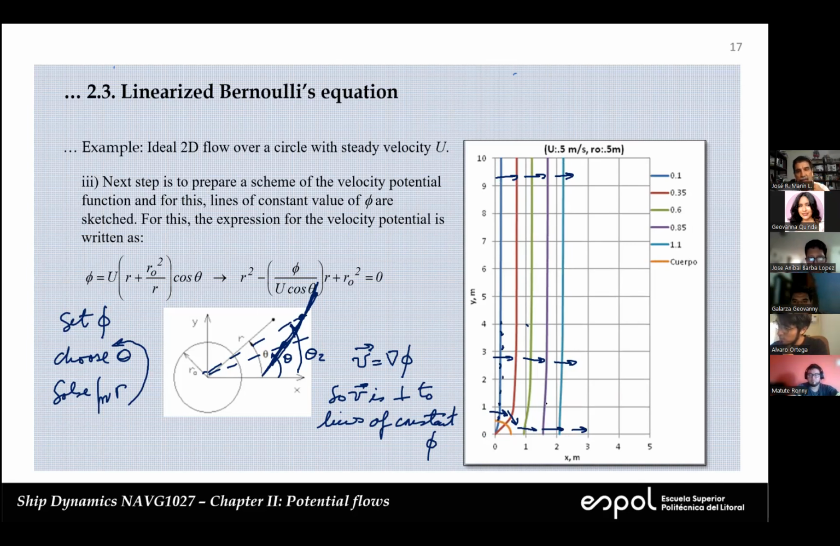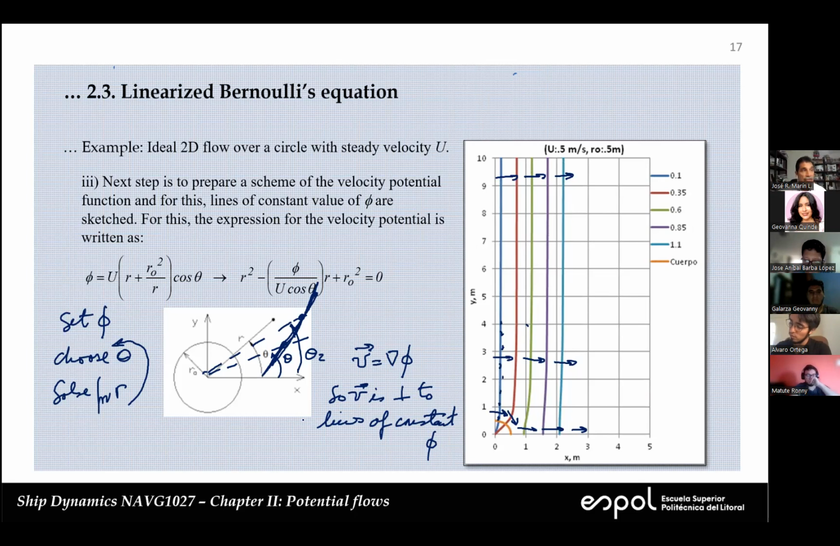Okay, how did I do it? First, I did a draw of the lines of phi constant. And then with those, I can specify more or less the lines of the velocity. And you can see that that's how it should be, right? Because we're considering that we have a circular section and the fluid is going around the body.